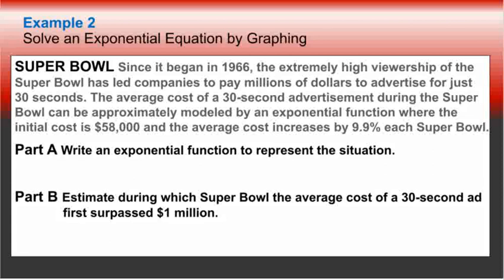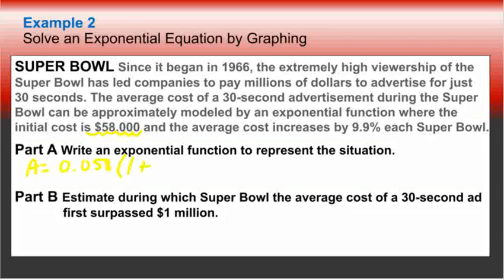Since we want our amount in millions, the initial amount is $58,000. So if we put that as millions, we would have to move this decimal place 6 places to the left. So that would give us an initial of 0.058 times 1 plus the rate.